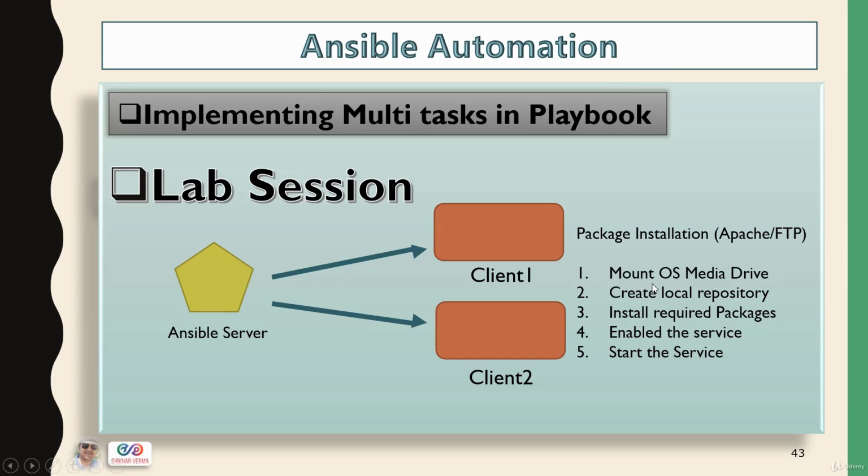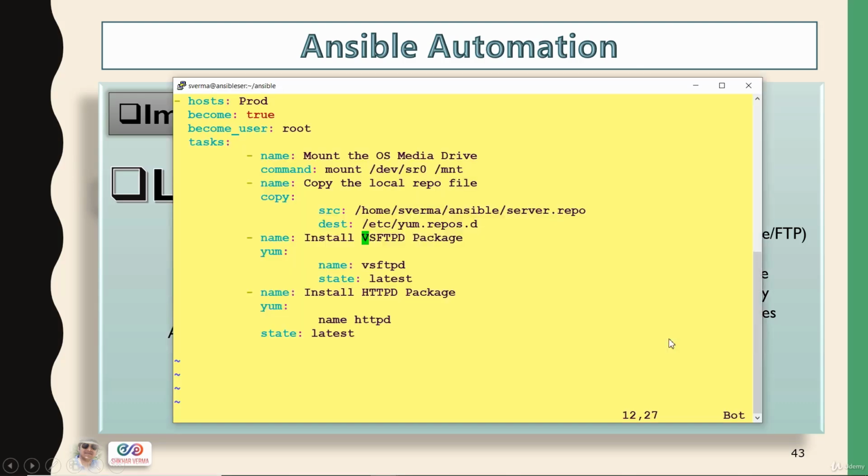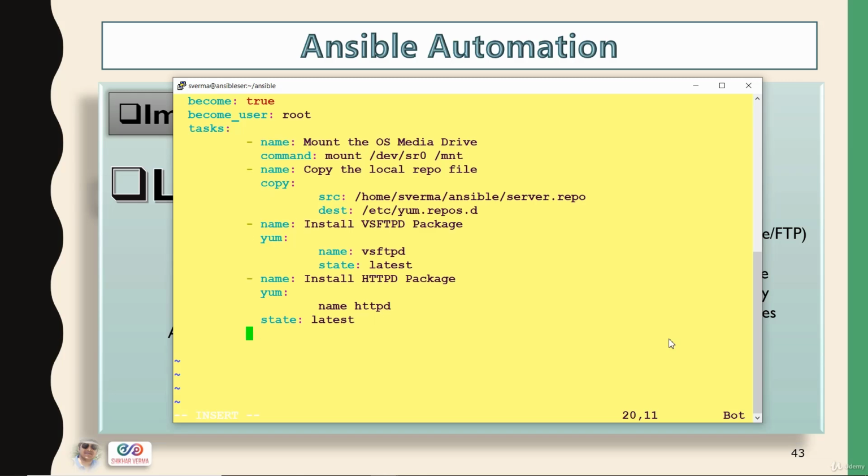Once this playbook is running, first it will try to mount the OS media, and then it will create the local repository and then install the package. I want it should enable the service as well. So to enable the service, I'm going to use name: start and enable the service.